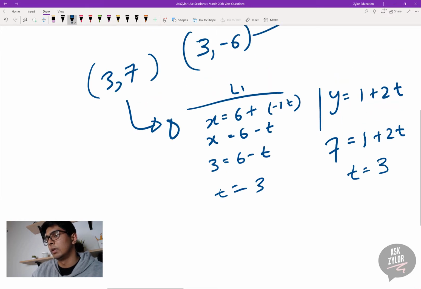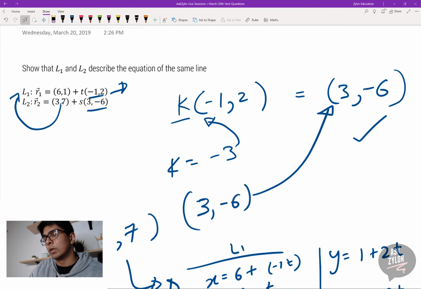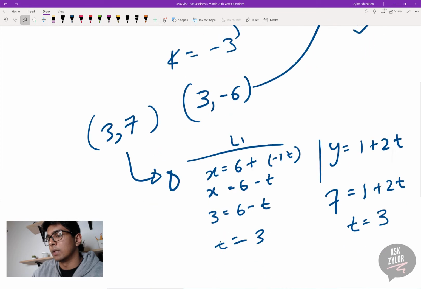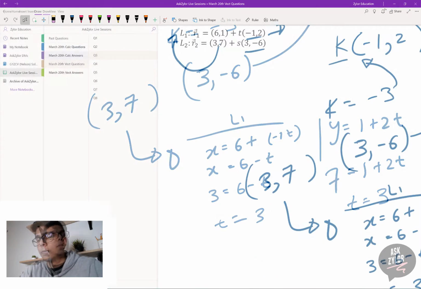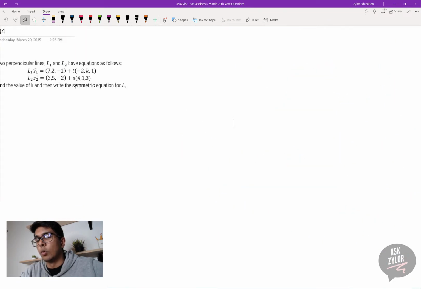So we still went through, and what were the steps? We went through and checked that our slopes were the same by seeing if there's some factor that's going to multiply one of the direction vectors to equal the other direction vector. Then I picked one of the points on one of the lines, and then I plugged those into the other line to see if that point exists in the other line. So we're going to go to the next question.